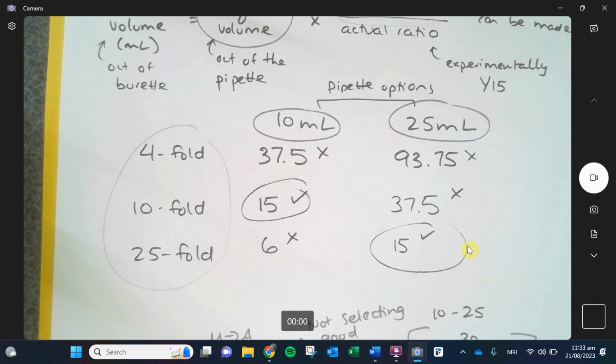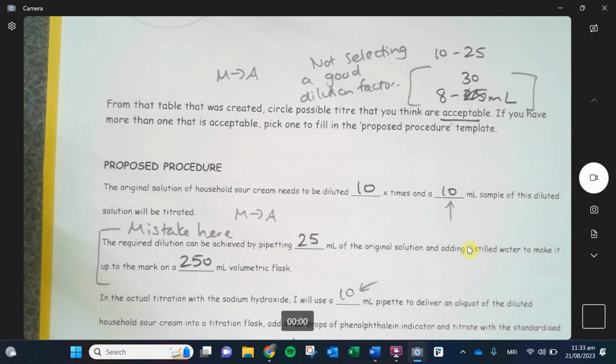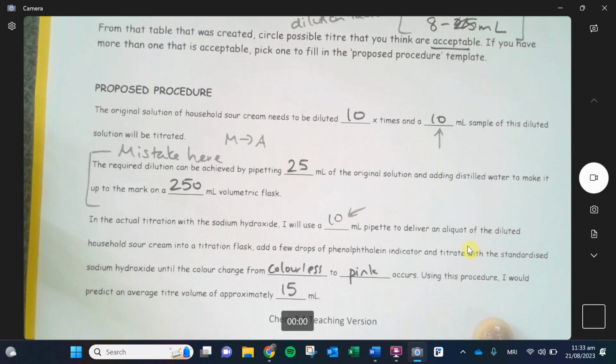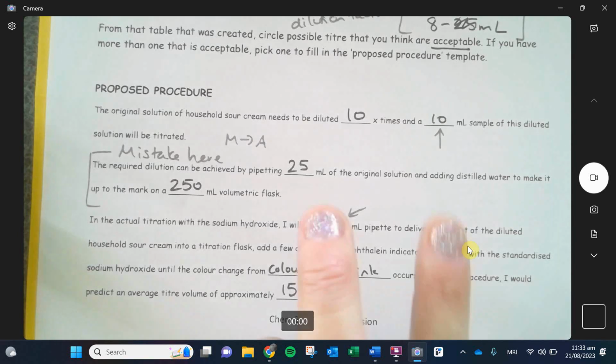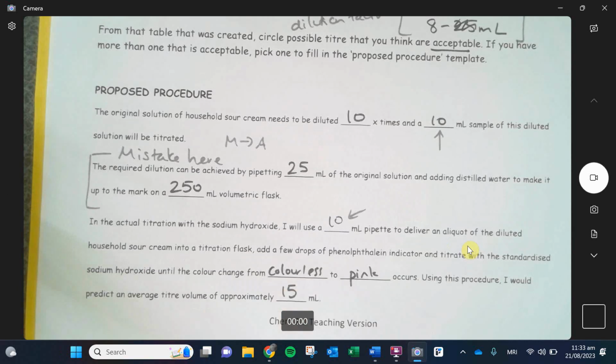Are we okay with all that? Ring a bell? Okay. The next thing was that you filled in your proposed procedure. So you basically explained how you are going to do the dilution, what you would expect for your titrate, and what you would expect for that color change. And then the last thing you guys did was you justified your choice.